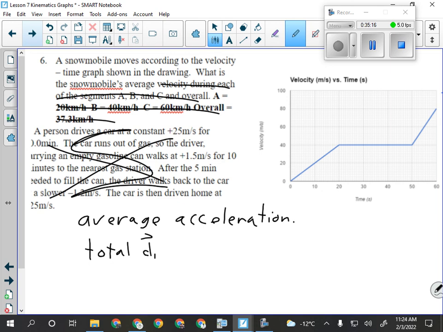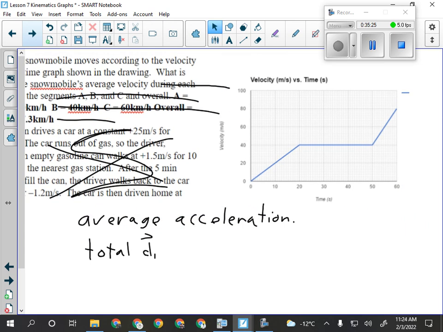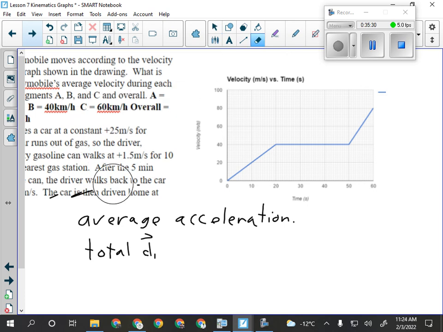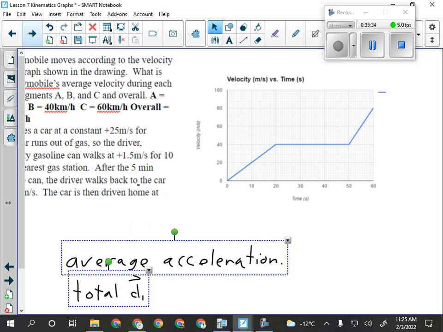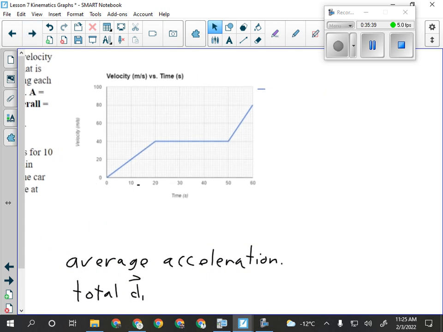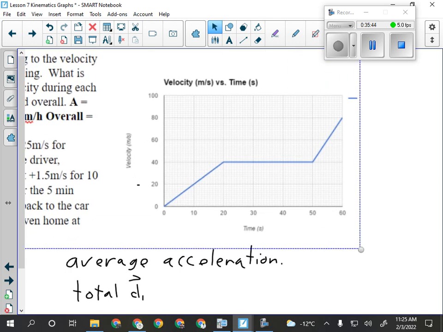Can you guys read that graph, or should I make it bigger? Let's just do this. Easier to read now? Okay. Average acceleration, total displacement.